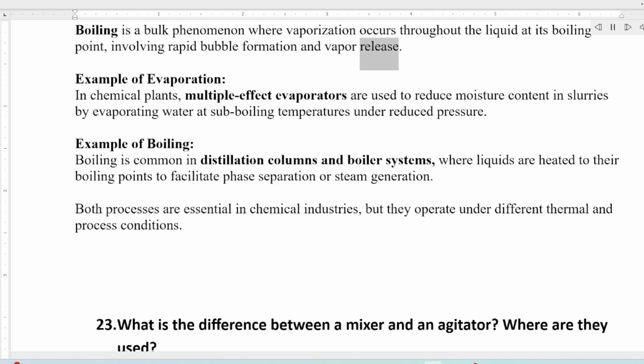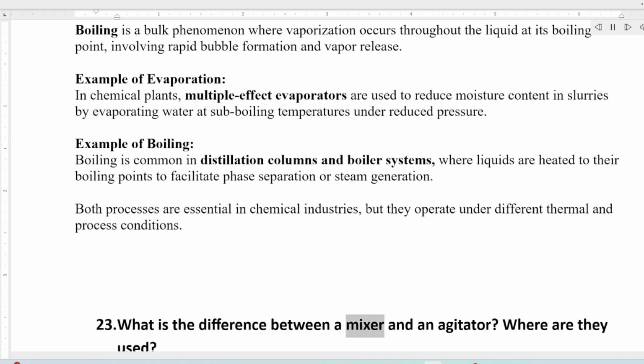vapor release. Example of evaporation: in chemical plants, multiple effect evaporators are used to reduce moisture content in slurries by evaporating water at sub-boiling temperatures under reduced pressure. Example of boiling: boiling is common in distillation columns and boiler systems, where liquids are heated to their boiling points to facilitate phase separation or steam generation. Both processes are essential in chemical industries, but they operate under different thermal and process conditions.